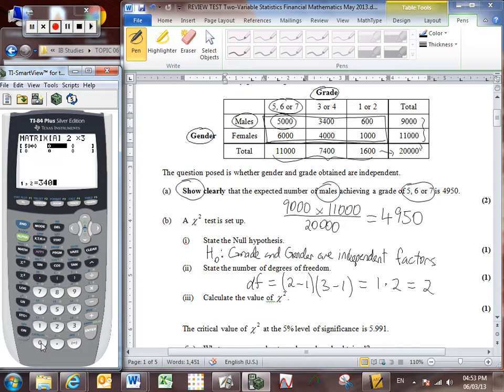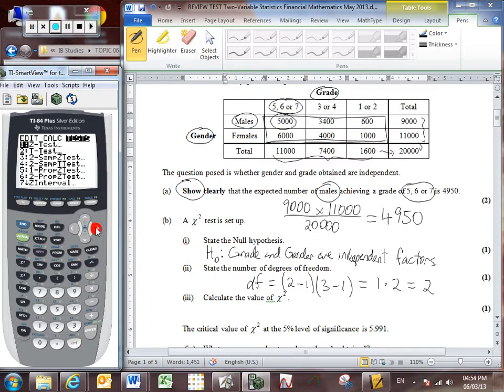5,000, 3,400, oops, 600, 6,000, 4,000, 1,000. Oops. And once we've got it in and double checked it, let's exit. And now we'll go to vars. Shoot, that's not right. Let's try second vars. Oh darn, I'm lost. How about stat? Oh, there it is, stat.